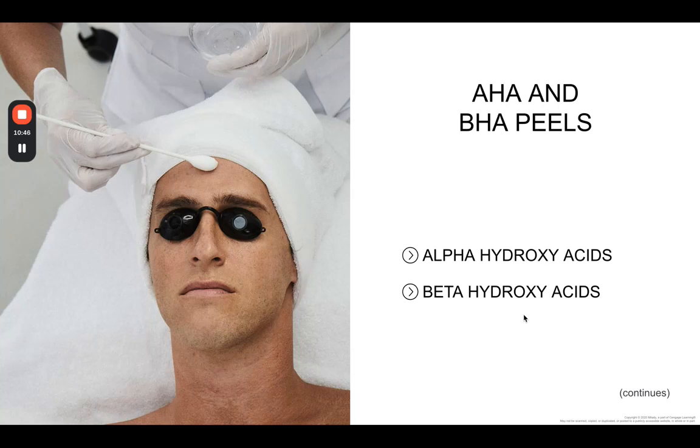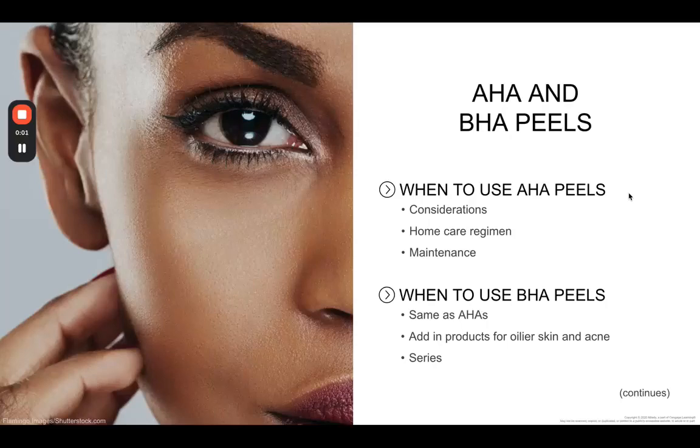So, again, beta hydroxy acid includes salicylic acid, which is derived from sweet birch, willow bark, and wintergreen. And beta hydroxy acids have an antiseptic and an anti-inflammatory property about them. So now that I have broken down the difference between alpha hydroxy acids and beta hydroxy acids, let's talk about when we use both of them.